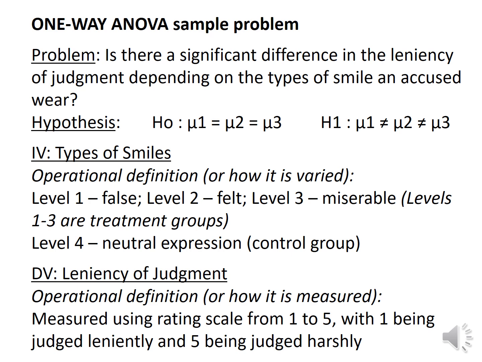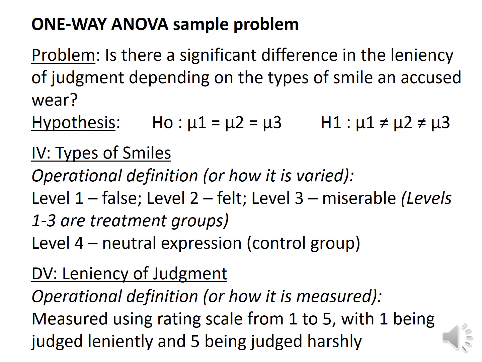For one-way ANOVA, there is not much differentiation in terms of symbolizing the hypothesis in its statistical form. It is always like that. For the null hypothesis, the means of the groups are equal to each other, and for the alternative hypothesis, the means for the groups are not equal with each other.